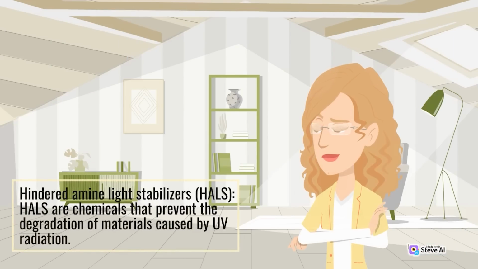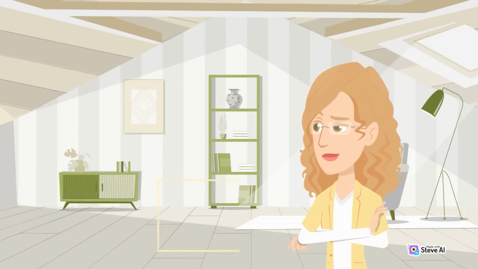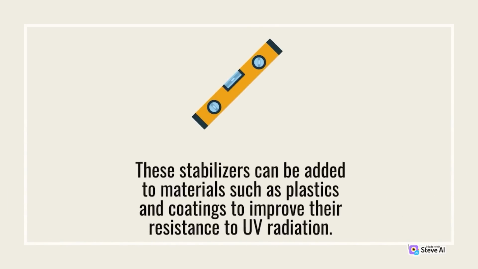Hindered amine light stabilizers, HALS. HALS are chemicals that prevent the degradation of materials caused by UV radiation. These stabilizers can be added to materials such as plastics and coatings to improve their resistance to UV radiation.